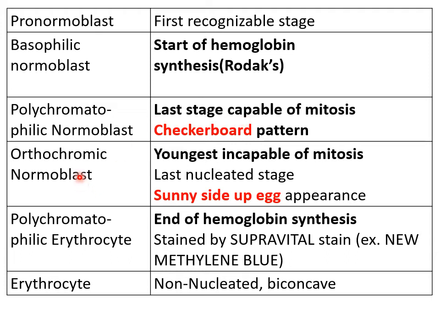And then next, yung orthochromic normoblast, youngest incapable of mitosis. So, wag tayo magpapalito dun sa dalawang ito, no? And then, ito rin yung last na may nucleus pa, si RBC. And ano ang appearance niya? Sunny side up, egg appearance.